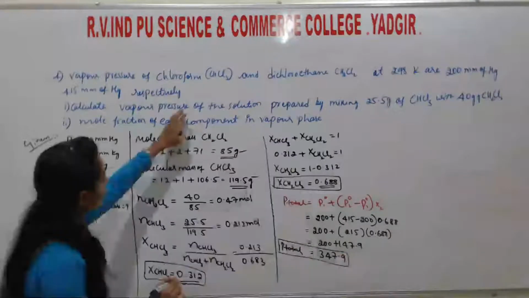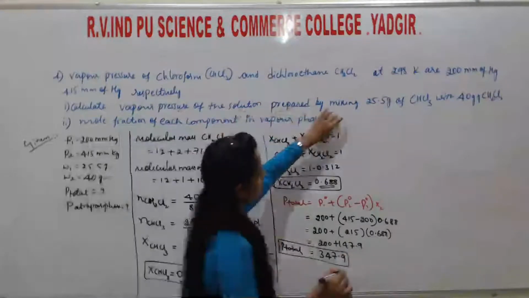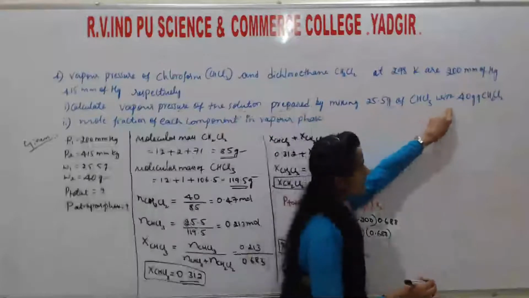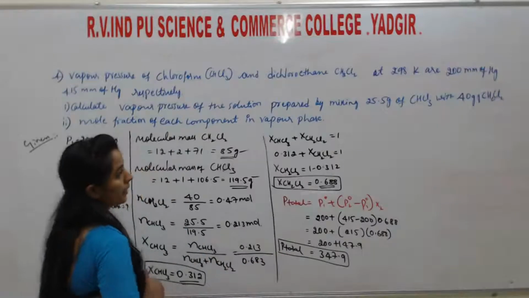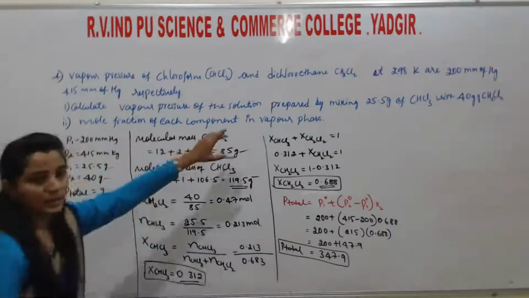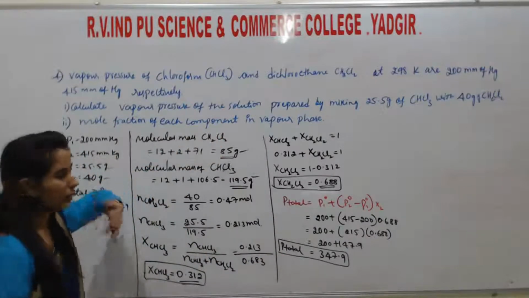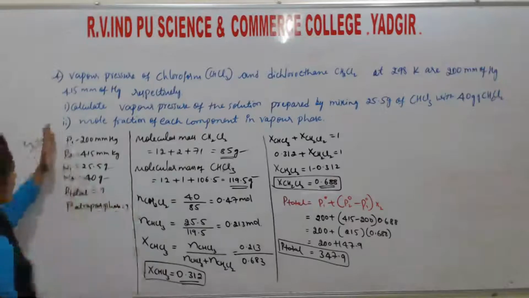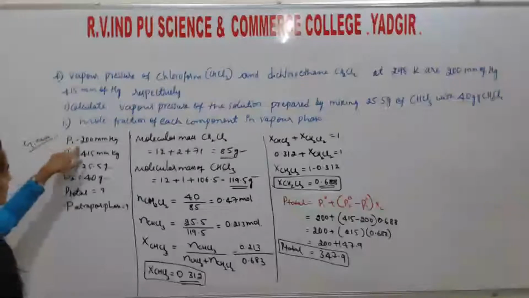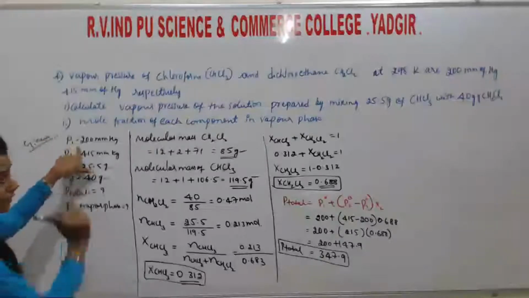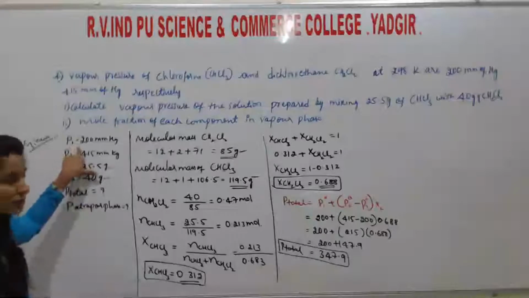Calculate the vapor pressure of the solution prepared by mixing 25.5 gram of CHCl3 with 40 gram of CH2Cl2. This is the pressure of the solution we got after mixing those two components. What have they given first? They have given the values of the pressures of the individual components, solute or solvent, whatever you may call them. Both are liquids, meaning this is a liquid solution, students.